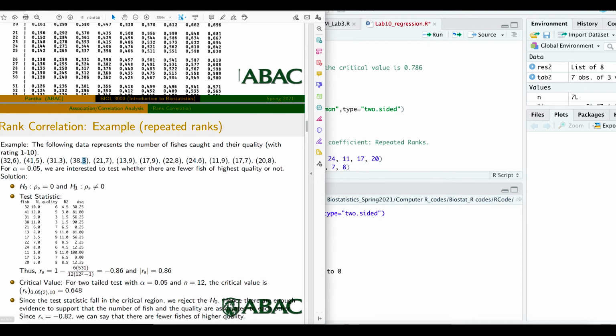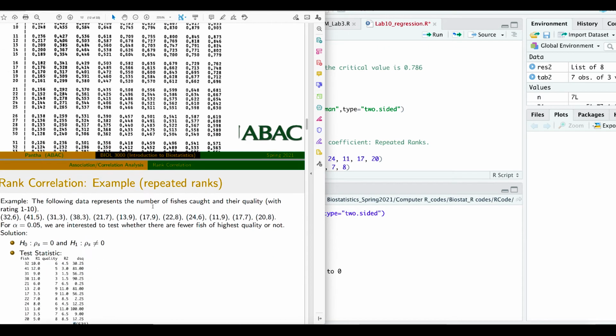Okay, after you do that, you find out the d's, meaning the difference of the ranks, and then find out the square. That is, 10 minus 4.5 is 5.5, squared is 30.25, and so on. 12 minus 3 is 9, squared is 81. So you do it that way.